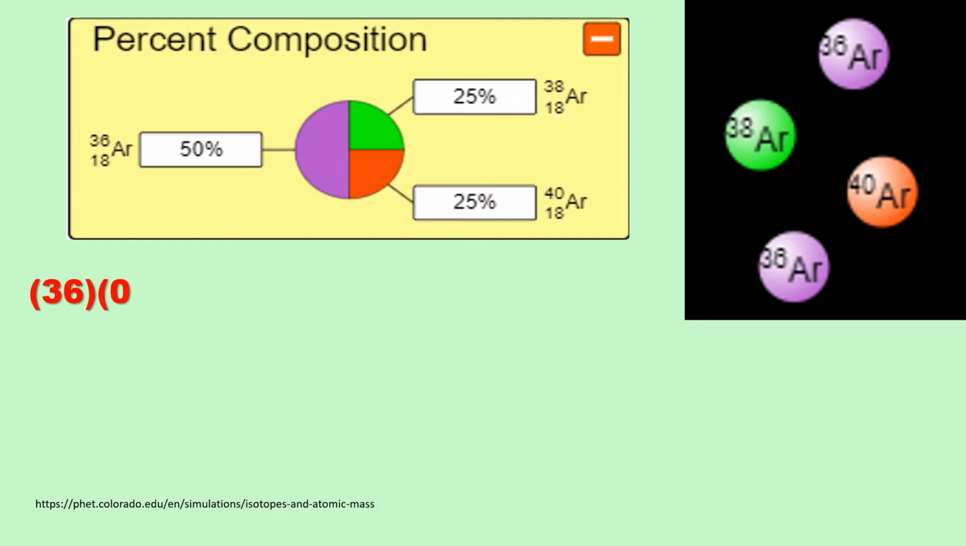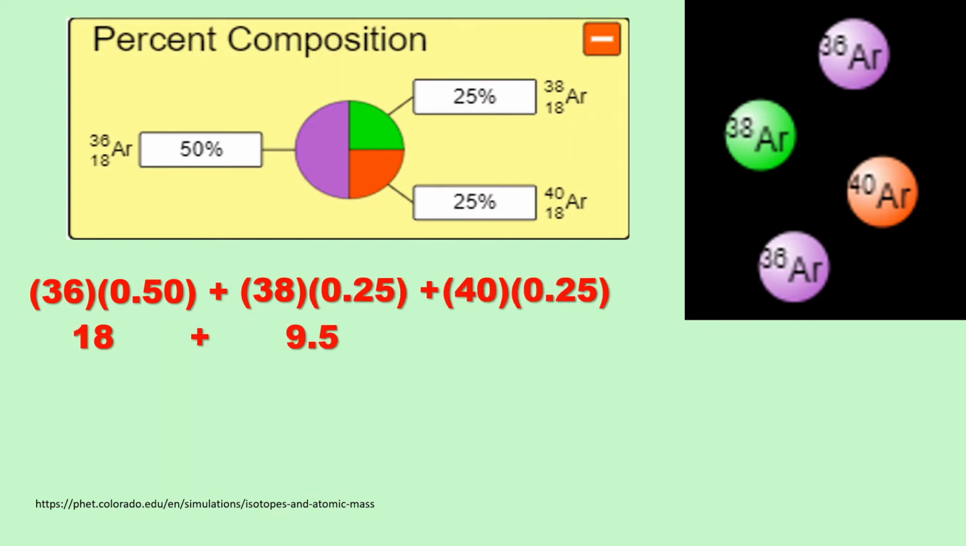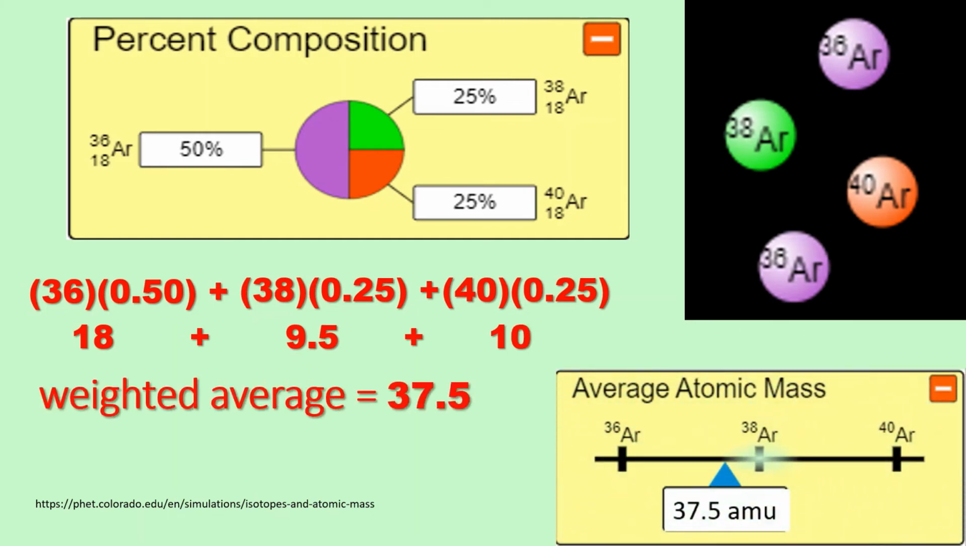We'll multiply 36 by 50%, changed to a decimal, while both 38 and 40 will be multiplied by 25%, changed to a decimal. Add the results together, and the weighted average is 37.5 AMUs. Notice the weighted average skews towards 36 rather than landing at 38 as it would in a straight average of adding the masses and dividing by 3 isotopes. And that's because we're not counting all isotopes equally. The isotope with a mass of 36 is weighted more heavily in our calculations.